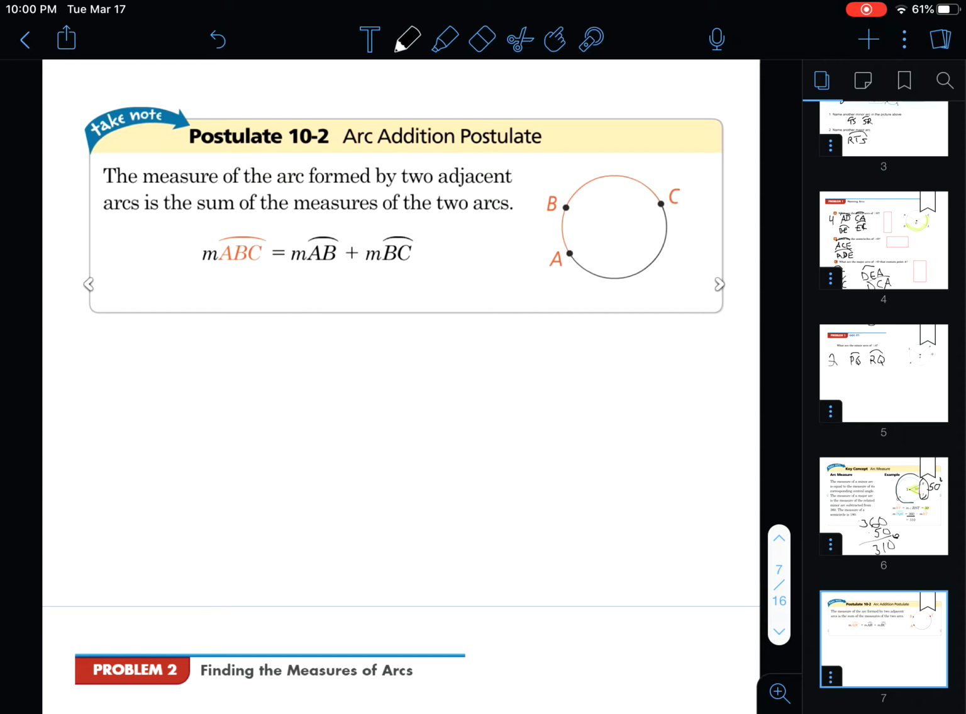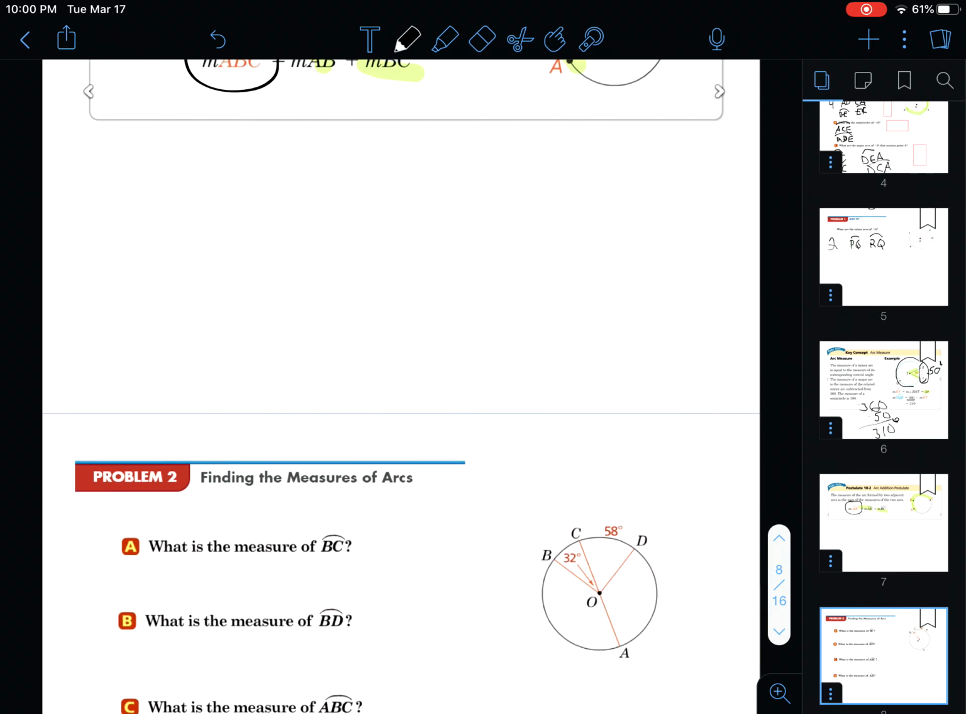The arc addition postulate says that the measure of an arc formed by two adjacent arcs, and adjacent means they're butted up against each other. So the measure of arc AB and the measure of arc BC, those are adjacent as shown here, gives us a total measure of arc ABC. So it's like going around from B to get to C, the measure of arc ABC.